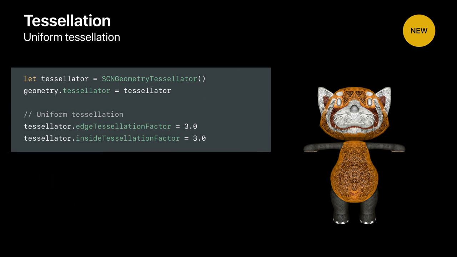In this mode, you provide SceneKit with constant edge and inside tessellation factors that will be used for all the triangles in the coarse mesh. So with this mode, you will have a uniform tessellation, and you will add the same amount of geometry everywhere across the coarse mesh.